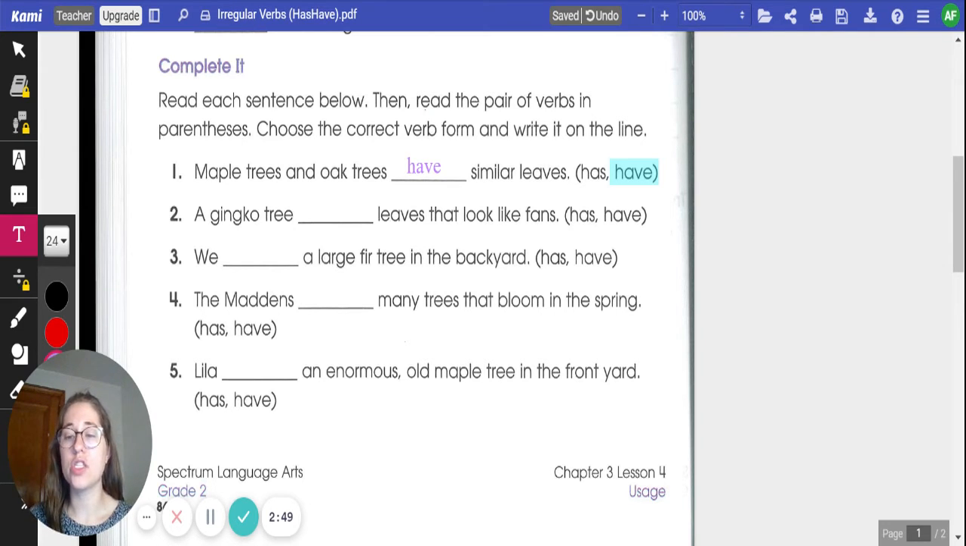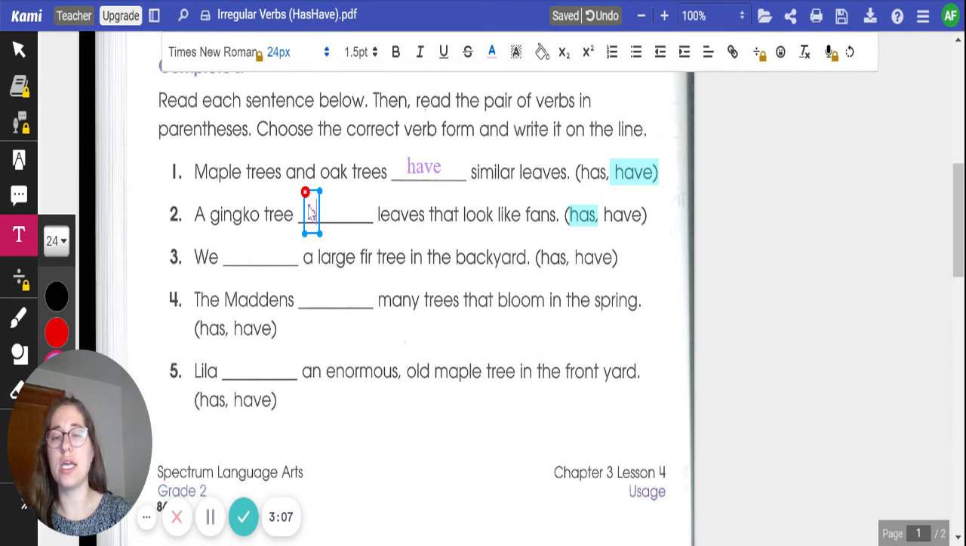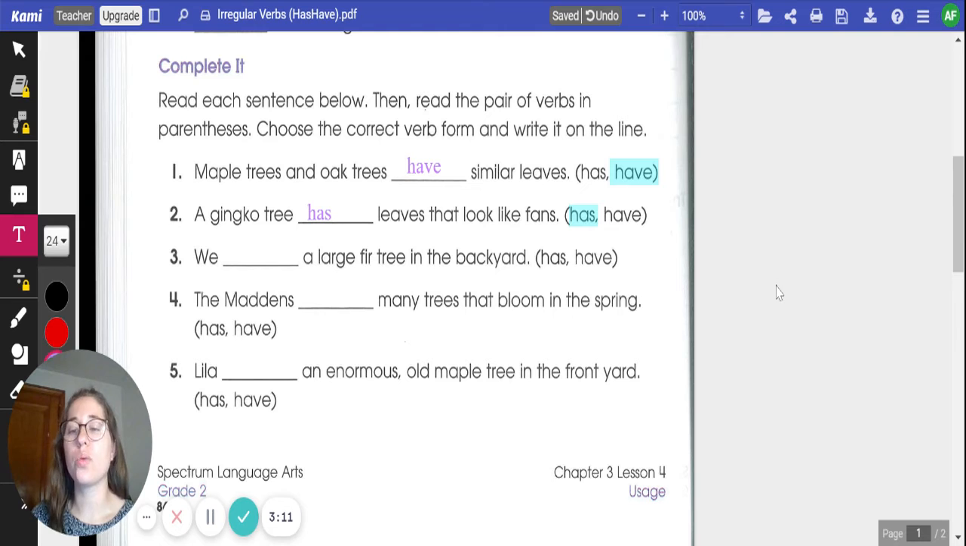Looking at my subject, it's talking about a singular tree, the singular subject. We know that that means it uses the form of has, H-A-S. A ginkgo tree has leaves that look like fans. Next to number 2, please write has, H-A-S. Go ahead and do 3, 4, and 5 on your own. Remember to look at the subject first.